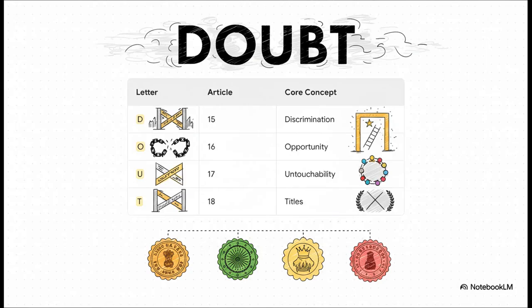Okay, now for that next word, doubt. Each letter here stands for the next article in line. So D is for Article 15, which is the prohibition of discrimination. O is for Article 16, equality of opportunity. U is for Article 17, abolition of untouchability. And finally, T is for Article 18, the abolition of titles. And just like that, you've cleared up all doubt and locked in 4 more articles.